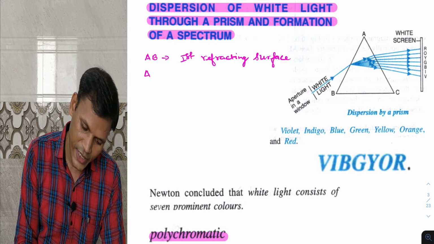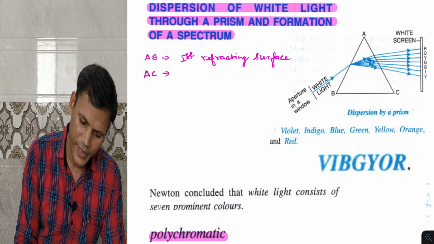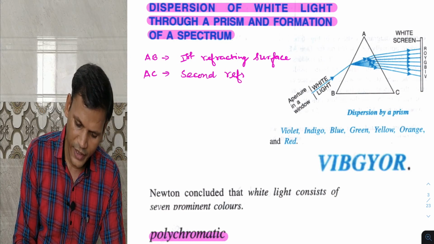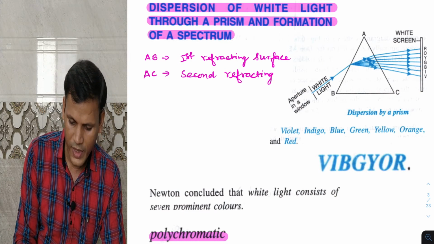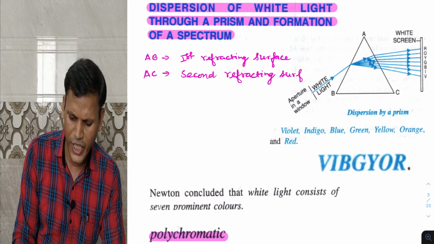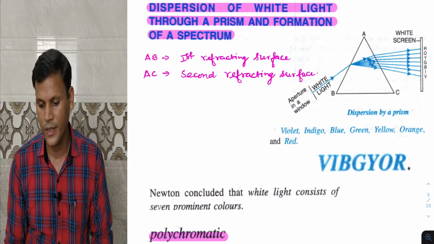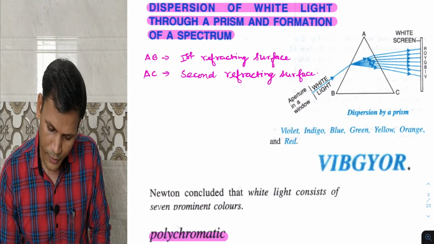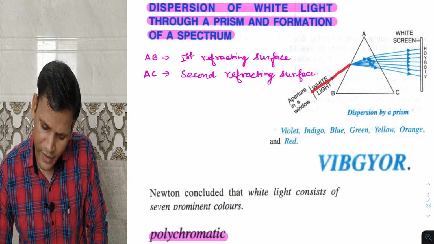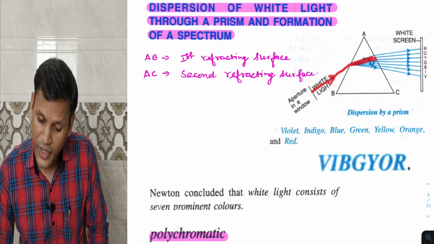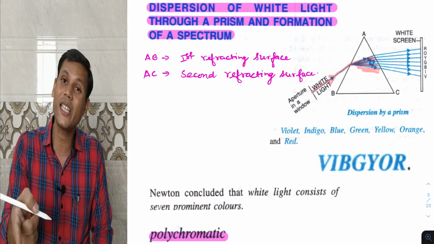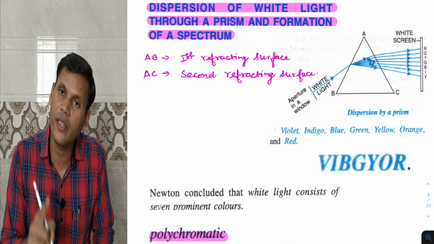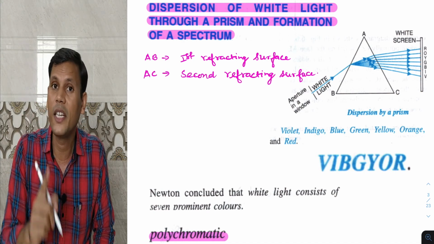And AC is the second refracting surface, because refraction takes place from these two surfaces. So what we can conclude, what is our observation? White light is here, it is split into 7 constituent colors. The process of splitting of white light into its constituent colors is called dispersion.